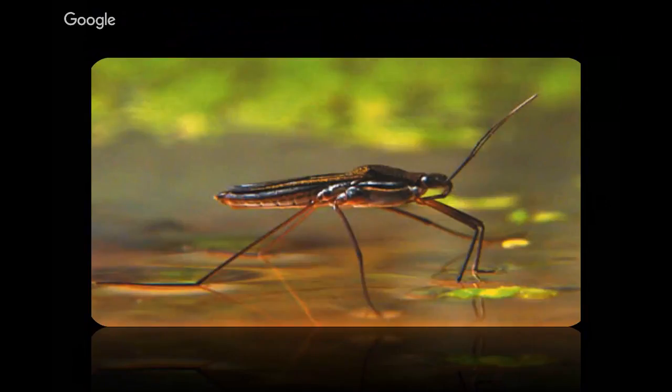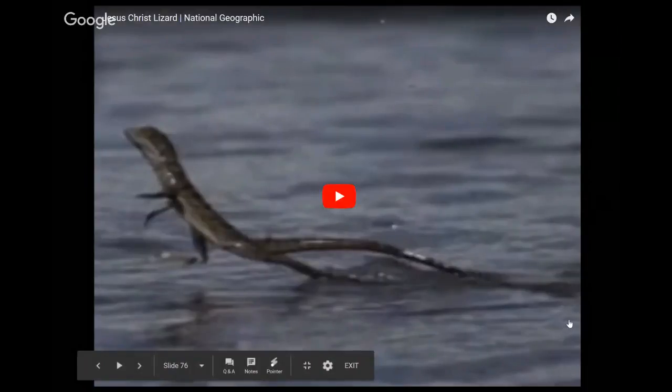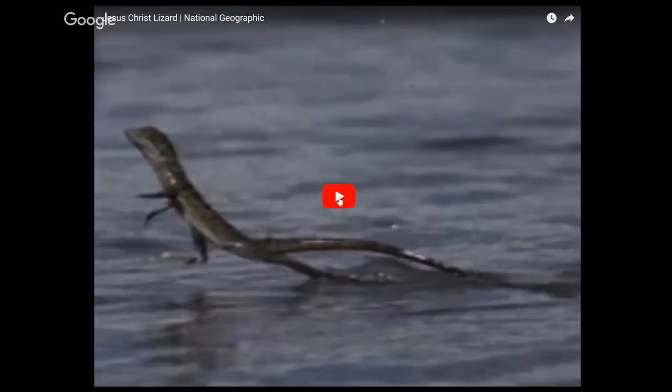Hey, how about walking on water? This is a picture of a water strider. It's an insect that literally knows how to stay above water, and it does. And this is kind of cool. I got to show you this video. Here we go.